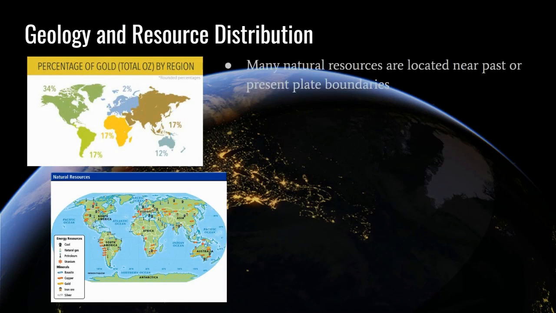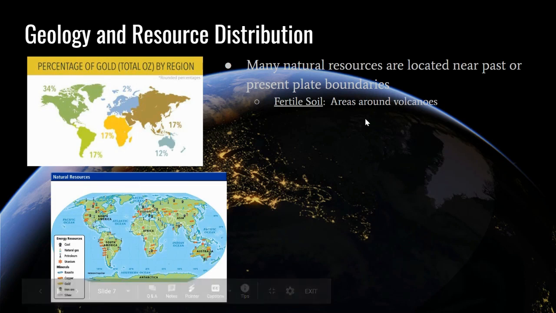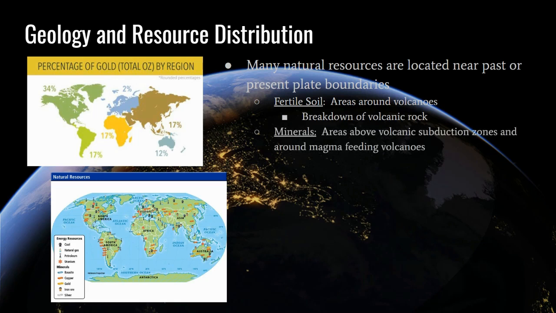For example, many natural resources are located near past or present plate boundaries. Not only precious metals, as you can see here, but also things like fertile soil. Areas around volcanoes typically have the most fertile soil because the ash and the things that are ejected from a volcano typically create the most fertile farmland. Now, when we talk about Rome later on, you'll notice that sometimes that can have negative consequences, but for the most part, that ash that's created from volcanic activity creates very fertile farmland, which is a result of the breakdown of volcanic rock.